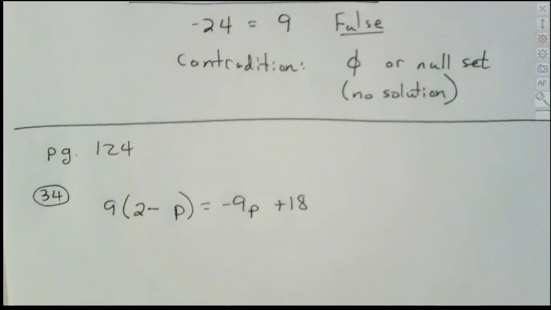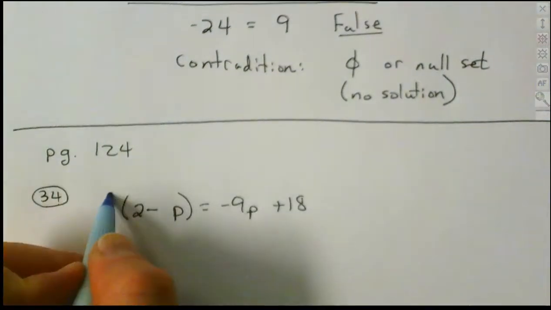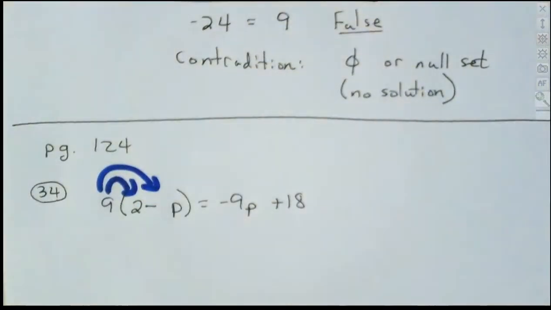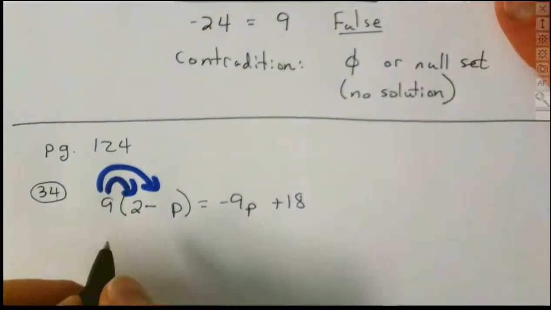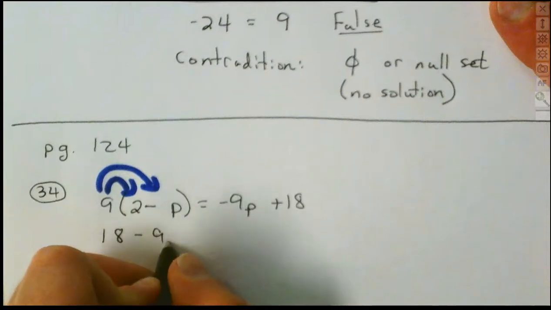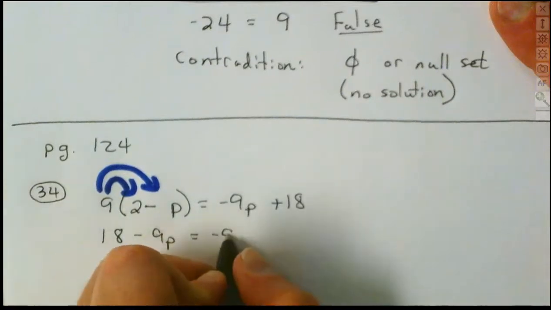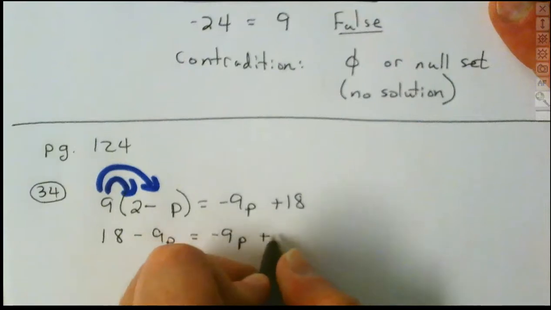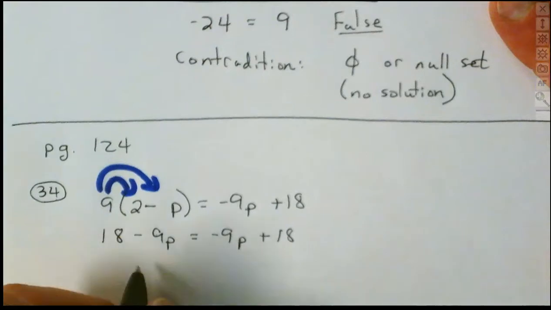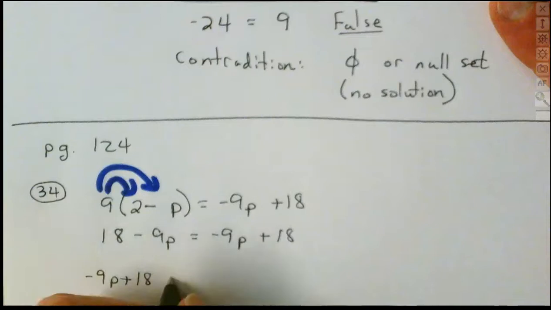So what do we do first here? Okay, well, the first thing we need to do is distribute this 9 through. If I distribute the 9 through, then what do I have? I have 18 minus 9p equals minus 9p plus 18. Now, are these the same? Yeah, because this can be rewritten as minus 9p plus 18, if I switch the order.